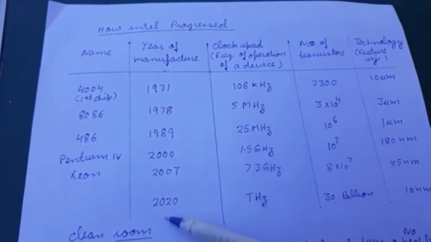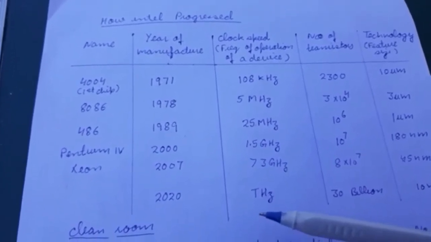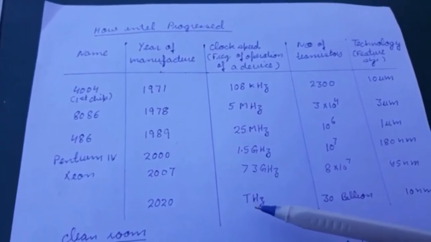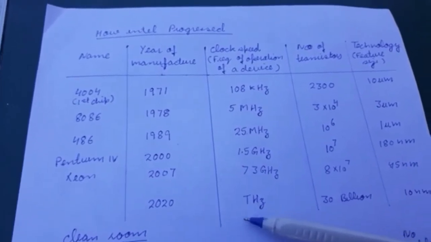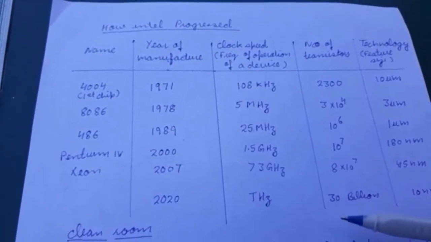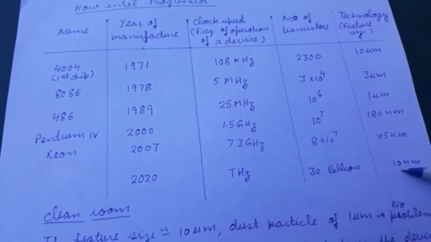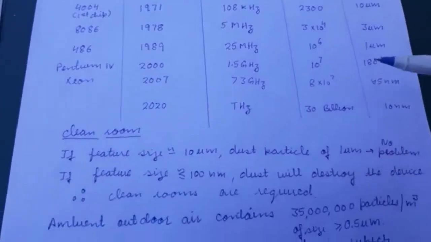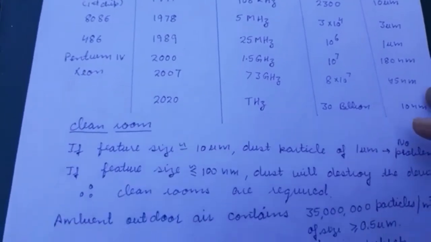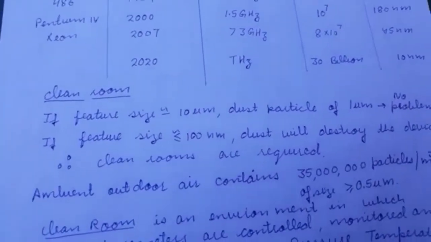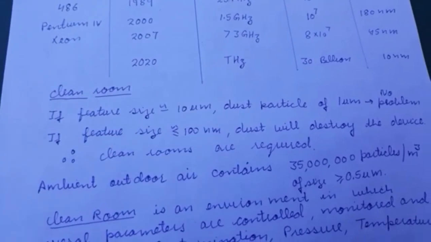And in 2020, the frequency of operation of the device is in terahertz, the number of transistors will be 30 billion, and the feature size is around a few nanometers. So you see that if the feature size is a few nanometers, then we have some other problems also which we have to take care of.